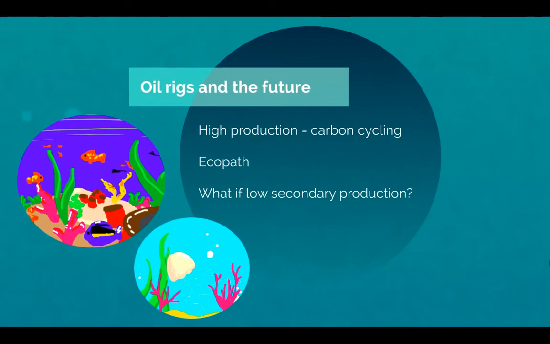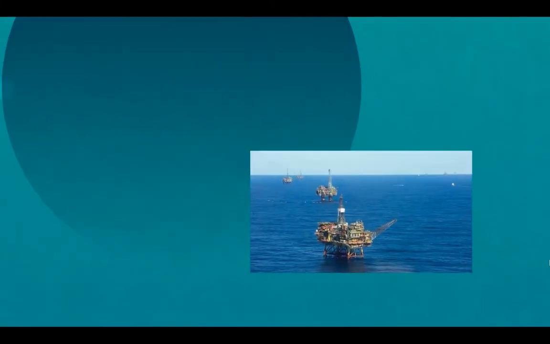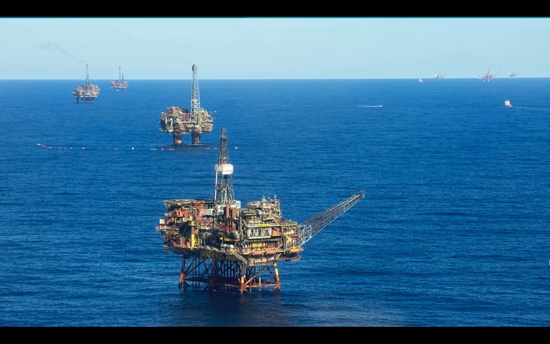High production rates means enhanced cycling of carbon and nutrients through an ecosystem, which allows energy to flow through a greater number of trophic levels. Ecopath modeling is necessary for management of fishing and understanding biomass flux. Limited secondary production would mean static trophic relationships and a limited energy flow. This has implications for inevitable decommissioning of over 7,500 oil and gas platforms.